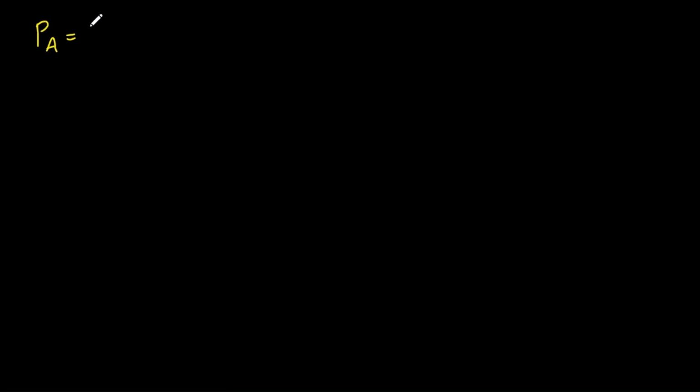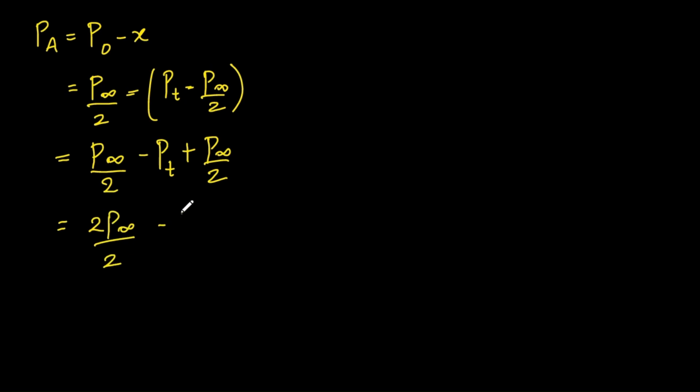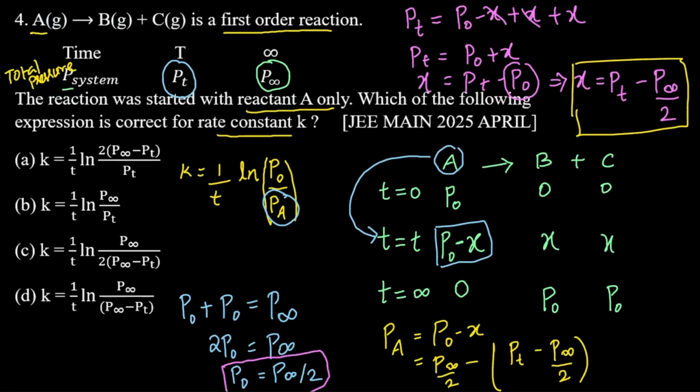So Pa is equal to P naught minus X. The P naught value is P infinity divided by 2. And what is the value of X? Pt minus P infinity divided by 2. So when you take the bracket, it will become minus Pt, and minus of minus will become plus P infinity divided by 2. When you add these two, you will get 2P infinity divided by 2 minus Pt. So it will become P infinity minus Pt. So this is the value of Pa. Pa is equal to P infinity minus Pt.